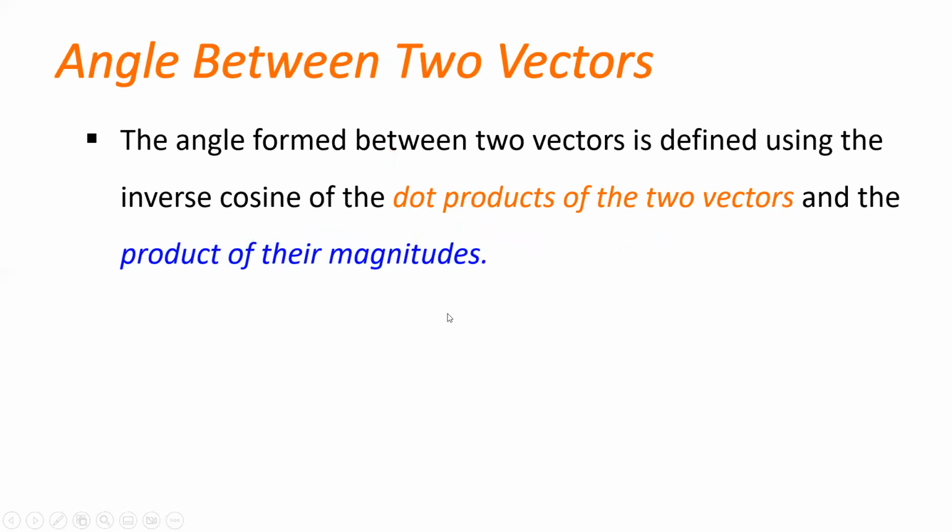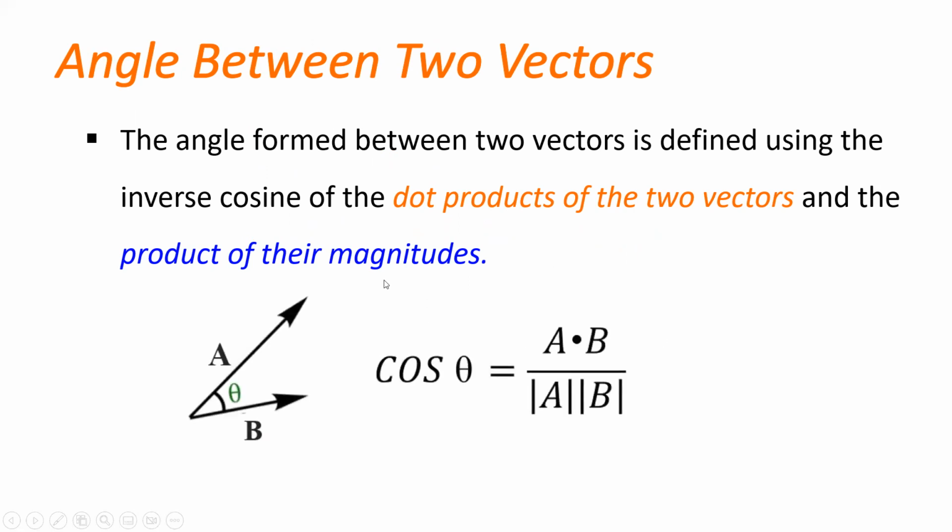So, the angle between two vectors. The angle formed between two vectors is defined using the inverse cosine of the dot products of the two vectors and the product of their magnitudes. So, getting the angle between two vectors is simply the inverse cosine of the dot products of the two vectors divided by the products of their magnitude.